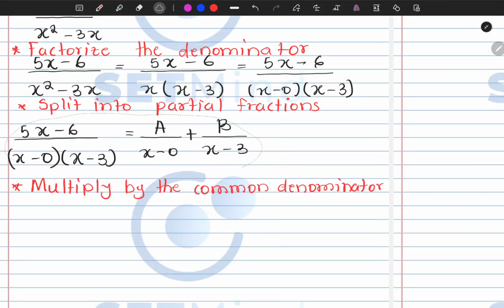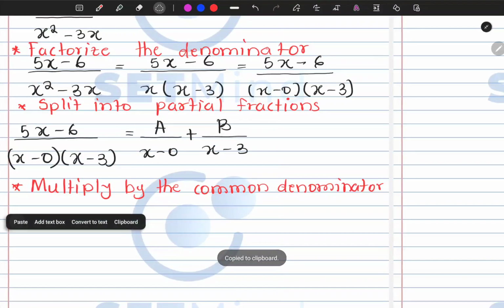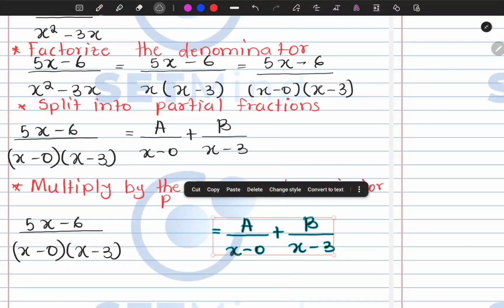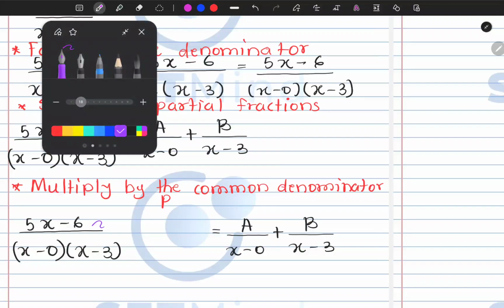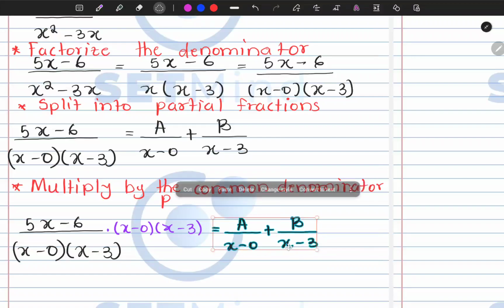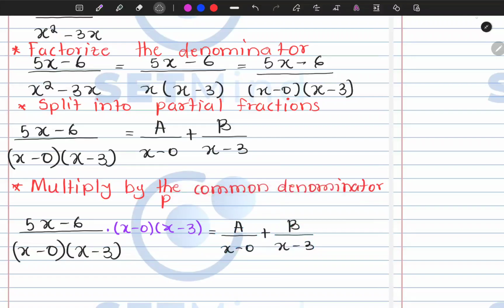So let's quickly take that and multiply by the common denominator, which is what we usually have on the left hand side. Our common denominator will be (x minus 0)(x minus 3). That is our common denominator. And what you do on the left, you also do on the right. So let's go ahead and, on our right hand side, multiply by the common denominator.